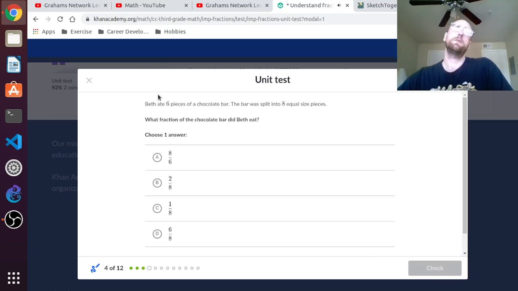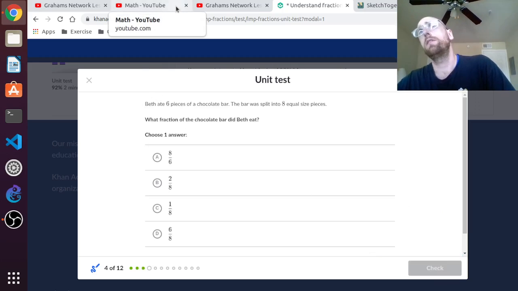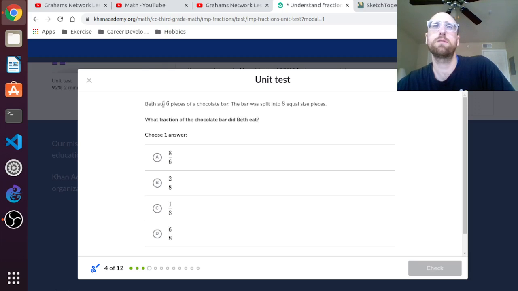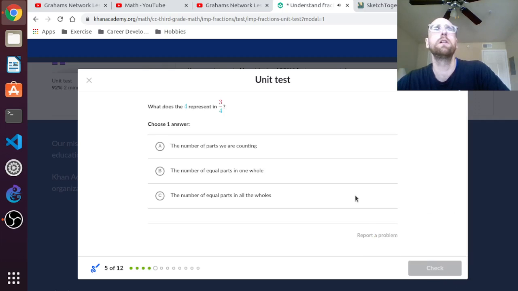Beth ate 6 pieces of a chocolate bar. The bar was split into 8 equal size pieces. What fraction of the chocolate bar did Beth eat? We know the bottom means how many pieces it was split into. So we know that A is incorrect. So we've got the choice between these. She ate 6 of the pieces, so we know the top number has to be 6, and there's an answer.